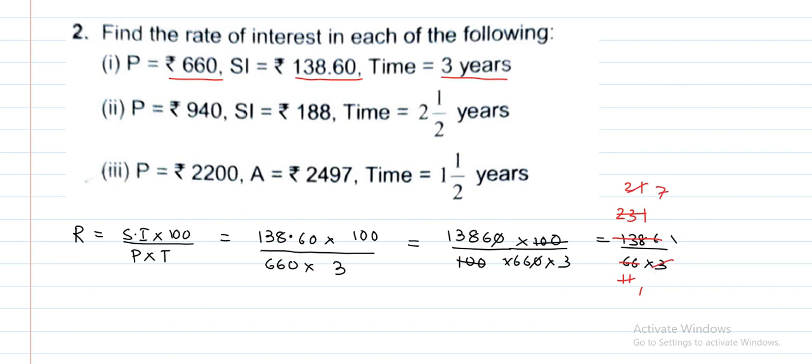So what is our answer? The answer is 7%. Why percent? Because here it is rate. Remember, rate means you have to write it in percentage. So this is our answer. Isn't it very simple? I hope you will solve the other bits on your own.